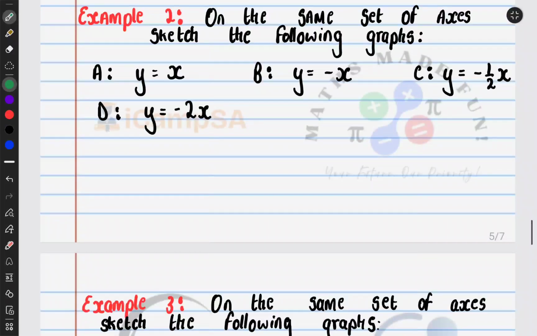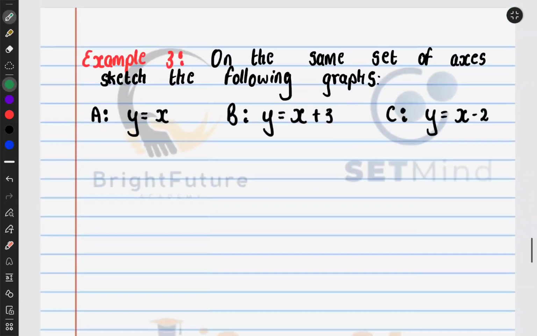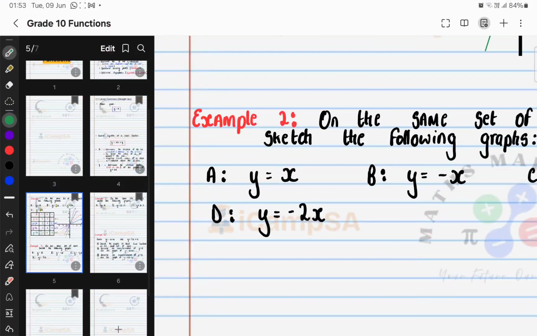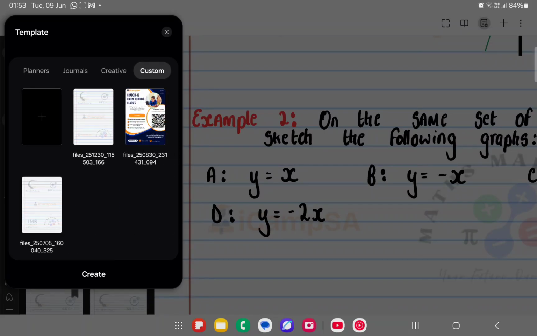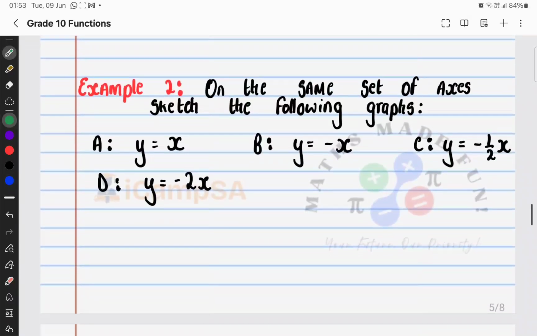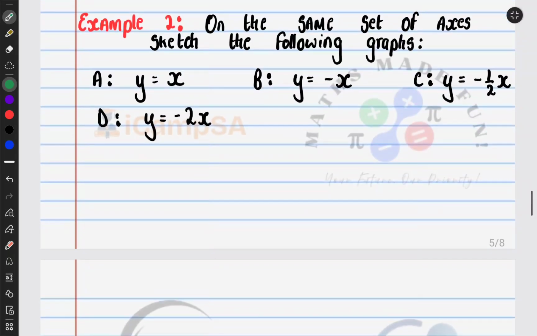Okay, so this one will also showcase a negative value of a. Apparently the spaces I prepared for these are a little bit small. Okay, and there you have it. So next, example number 2. On the same set of axes, sketch the following graphs. So right now you can see that we are dealing with negative values of a.